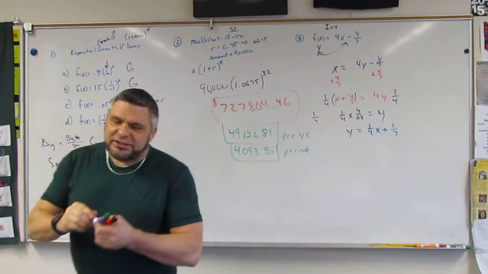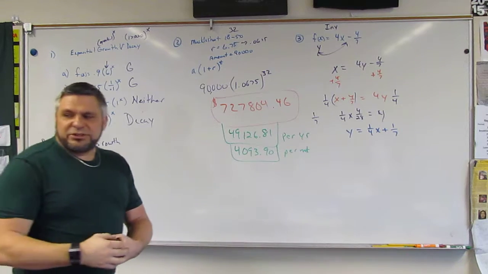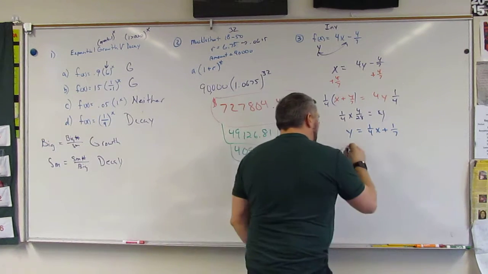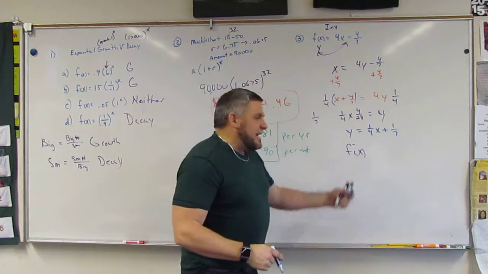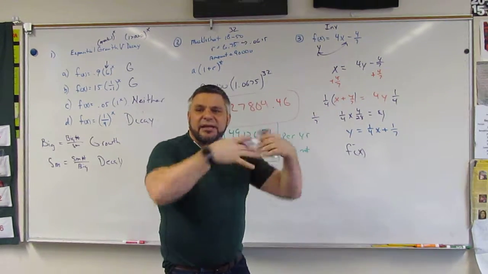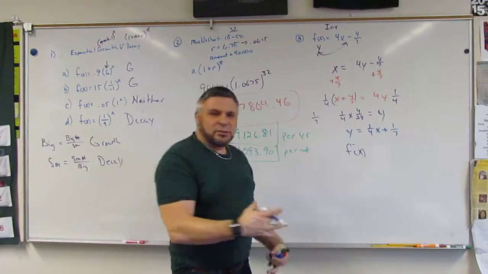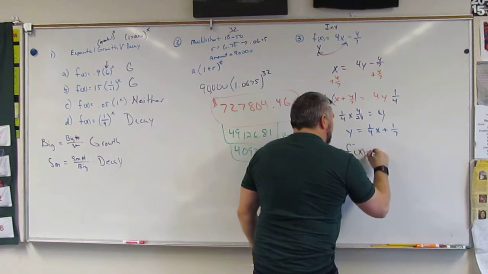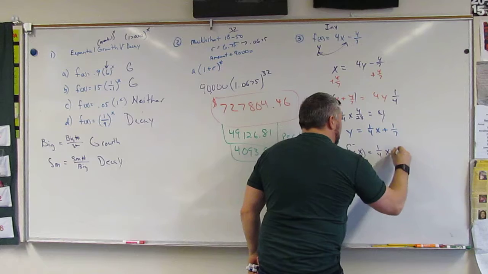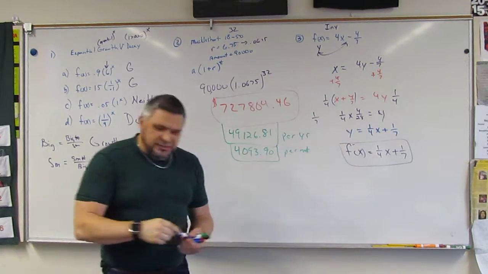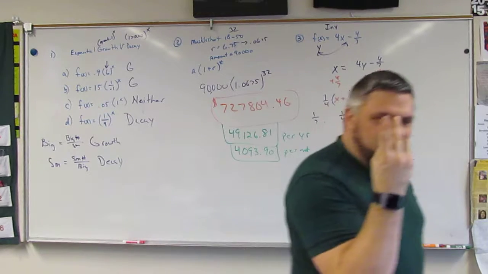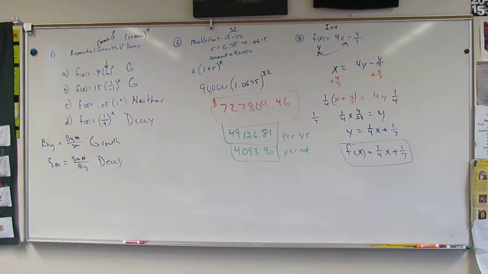But then I want to change that. What do I want to change it to? f inverse of x. That negative 1 is telling me that it's an inverse function. Inverse of 1/4 x plus 1/7. And so that's inverses: flip the x and y, solve for y, rewrite it as an inverse.